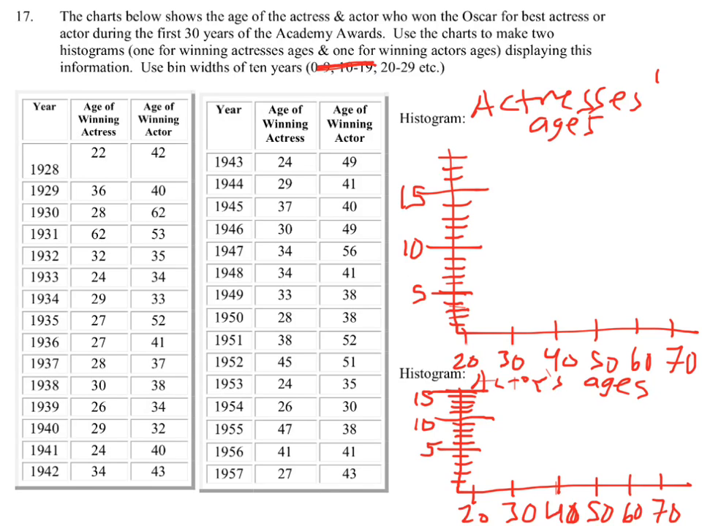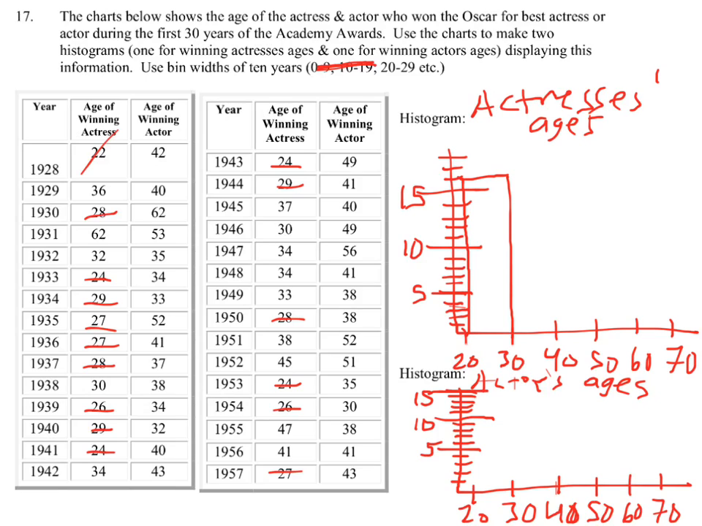Okay, so now I'm just going to go through and count all the actresses' ages between 20 and 30, all the way up to just before 30. So we got 1, 2, 3, 4, 5, 6, 7, 8, 9, 10, 11, 12, 13, 14, 15, 16. So that one's 16 tall. So I'm going to draw my bar all the way up here to 16. That gives me that guy.